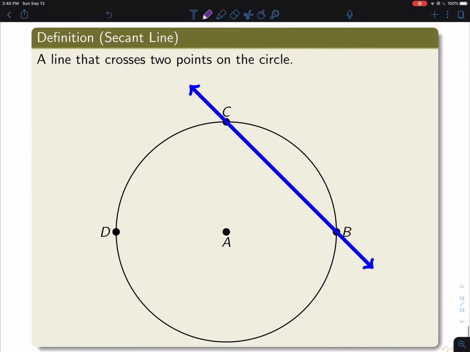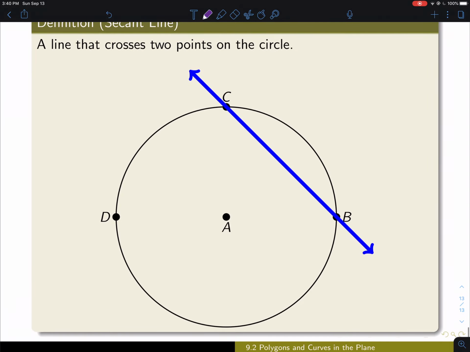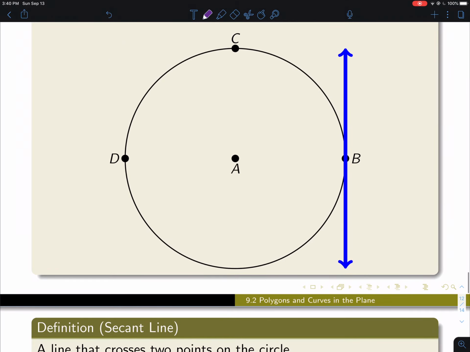And then finally, a secant line is kind of like a chord, but it just goes on and on and on forever. So instead of stopping at B and C, we'd say the secant line, and we'd use the line notation. Same thing here. Unfortunately, there's no other point on here, but if we were to add a point E, then we would call this tangent line BE, and we'd use the line notation.